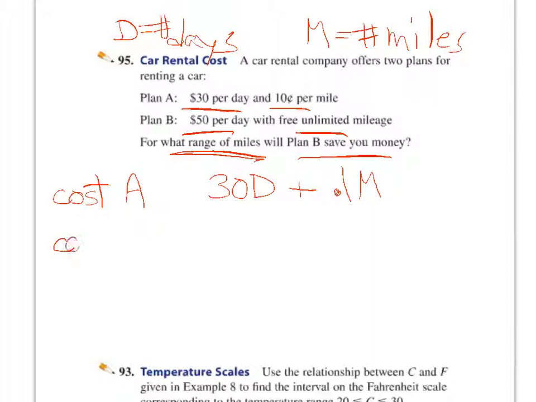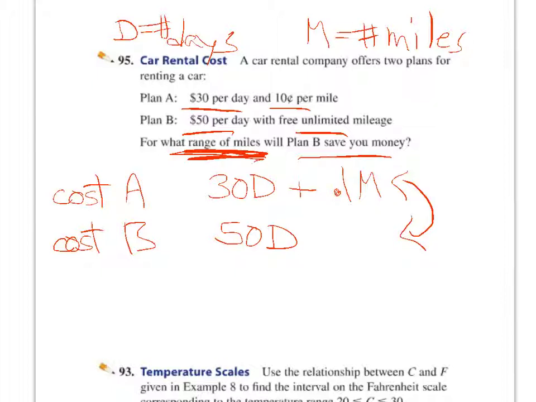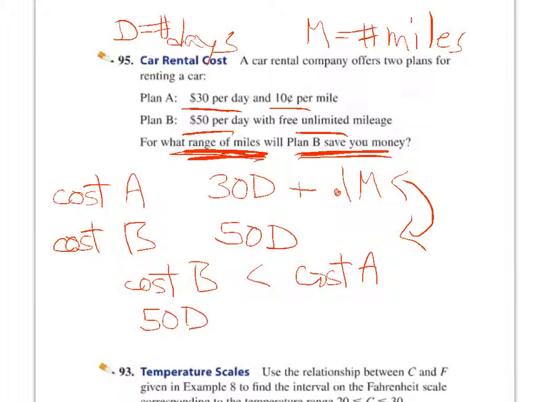The cost for B, using those same variables, is $50 per day, and it's really 0 for miles because the miles are free. So we want to know something about the range of miles. Okay, so we're going to take these two expressions, and we want to know when Plan B is going to save money, so that means Plan B has to cost less than Plan A cost. Well, the Plan B cost is 50D, and the Plan A cost is 30D plus 0.1 M.